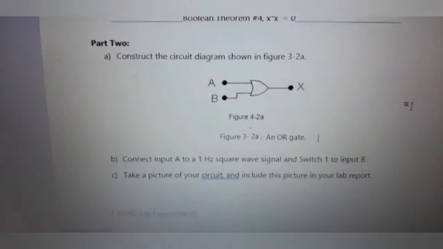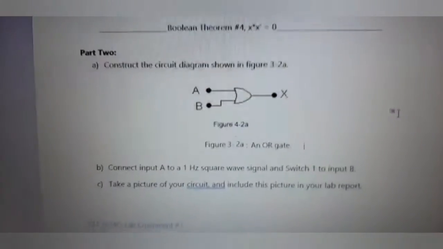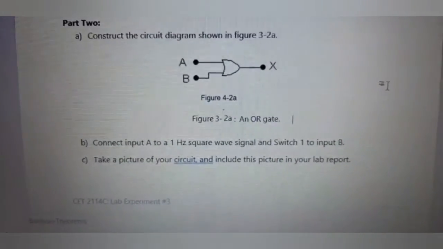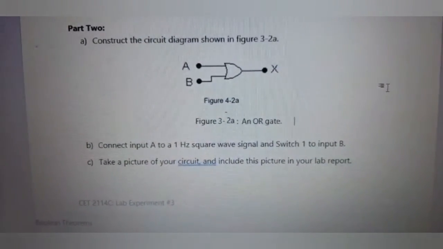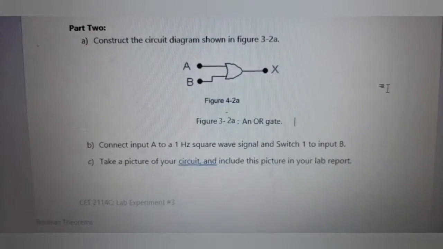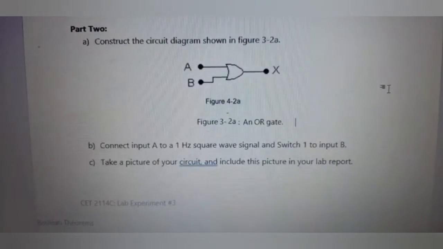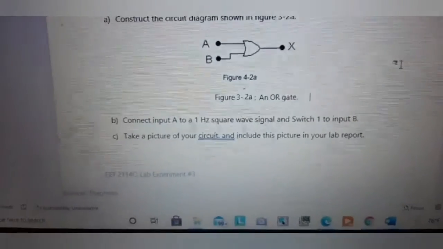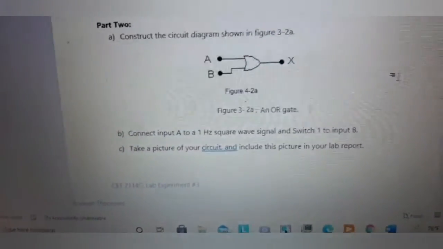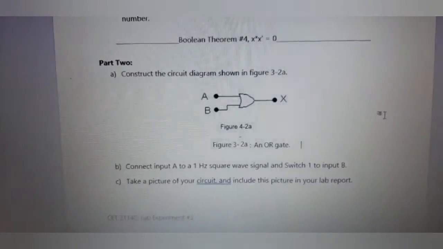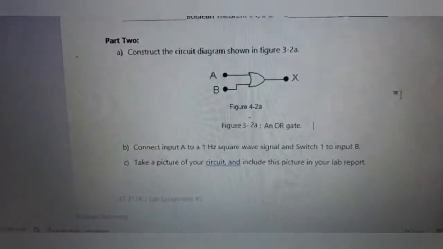So moving on now to part number 2 of this lab, we're going to be constructing this circuit right here, which is an OR gate, and input A is going to be connected to a 1 Hz clock signal, and input B is going to be connected to switch number 1, with input A being connected to an LED, and output X also being connected to an LED. So here is my circuit.